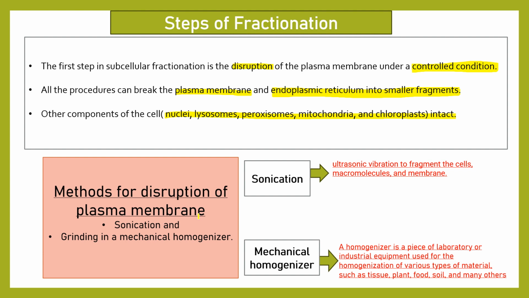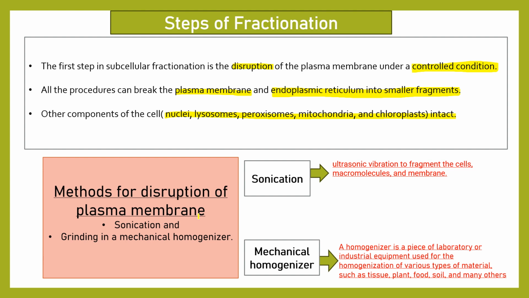The controlled condition, as I have mentioned, is the condition that does not destroy the internal components of the cell, that is the mitochondria, chloroplast, and subcellular organelles. Then the other components of the cell, the nuclei, lysosome, peroxisome, mitochondria and chloroplast, remain intact.